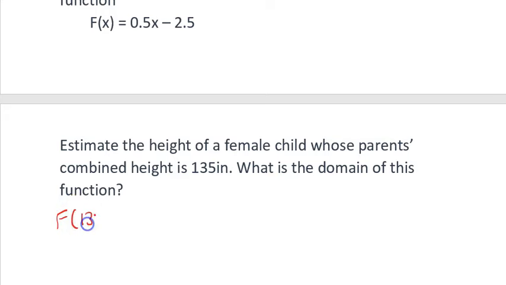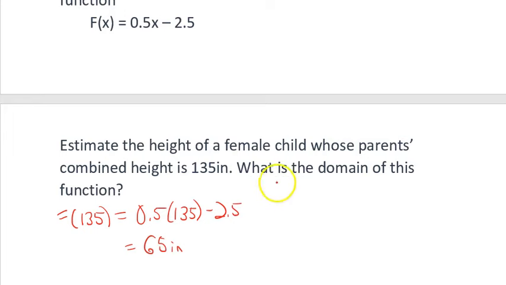F of 135 would be 0.5 times 135 minus 2.5. And that would give us 65 inches, which is 5 feet and 5 inches, if you're wanting to know that. Now, let's think about the domain. This equation is a line, and if you think about the graph of a line, you think of the domain as being all real numbers. But for heights, it doesn't make sense.